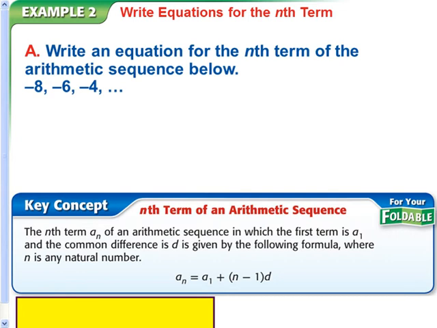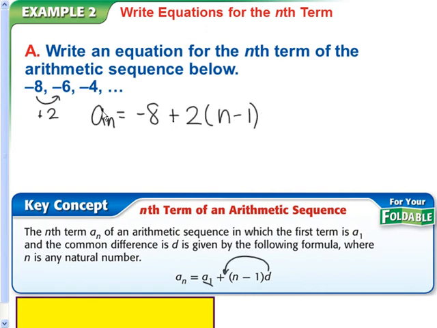Okay, how about this? Write an equation for the nth term. So this is just generally how we could quickly figure it out. So a sub n equals a sub 1, our first term, negative 8. Plus, I'm going to put the d out in front. I just like seeing it out here. That's more of what we're familiar with. So we're adding 2 each time. So 2 and n minus 1.